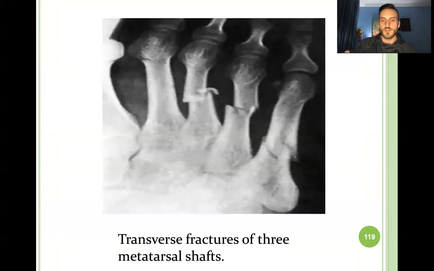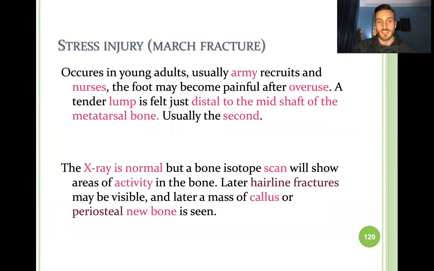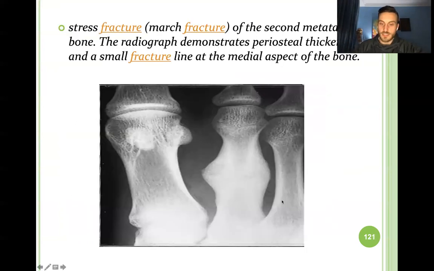Metatarsal fractures. You can remember them like metacarpal fractures, like long bones. If it's a transverse fracture, this is direct trauma, high energy trauma. Be careful of compartment syndrome. If it's not displaced, you can splint. If it's displaced, you can reduce. Stress injury or march fractures, it's for the army, because of repetitive stress, usually on the second metatarsal. As you can see here, signs of bone healing, sclerosis, like there was a fracture. There is no true line of fracture, but there is fracture healing. So this is called stress or march fracture. This is the most common injury for the lower limb.